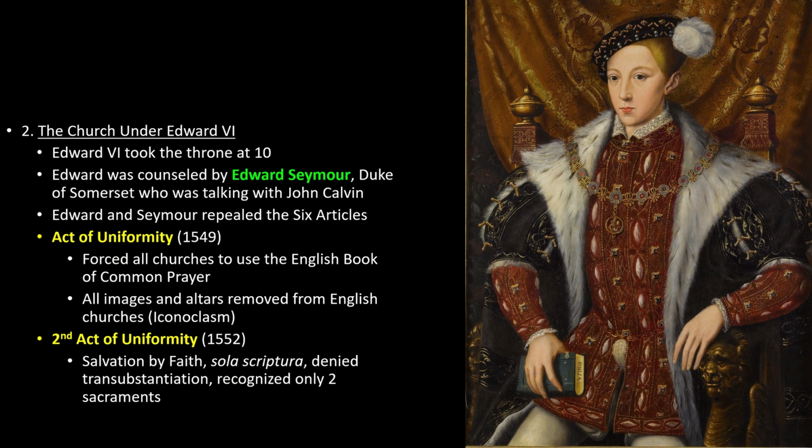That's it. And guys, the Second Act of Uniformity denied transubstantiation. It said the literal body of Christ is not in the bread and the wine, but rather the spiritual body of Christ and the spiritual blood. So it's consubstantiation instead of transubstantiation, and recognized only two sacraments, baptism and communion. So guys, you see, under Edward VI, they're going to become very, very Protestant, right? Now, here's the problem, though.